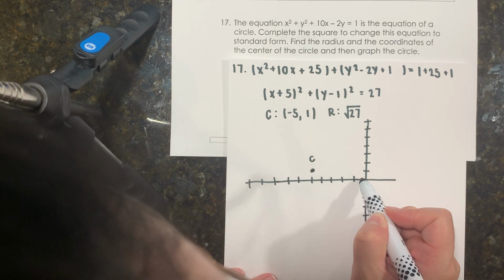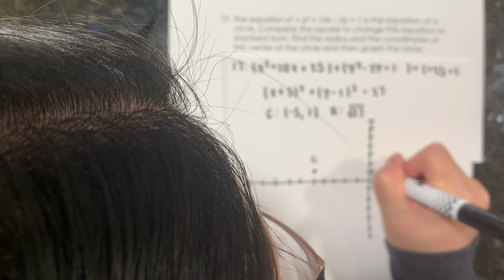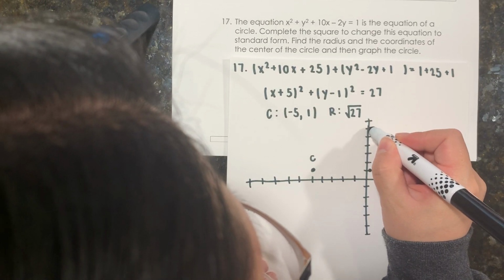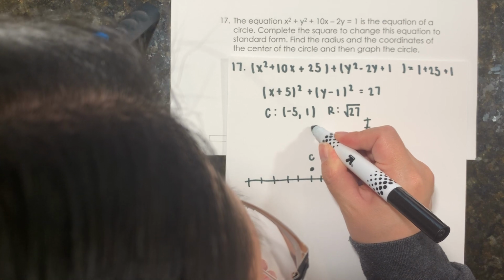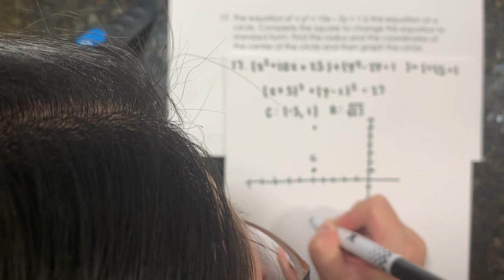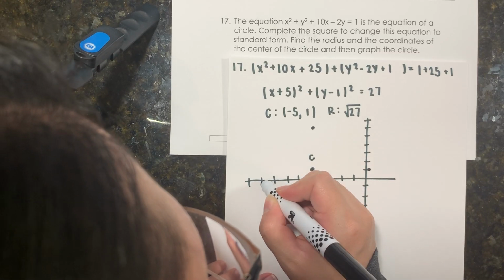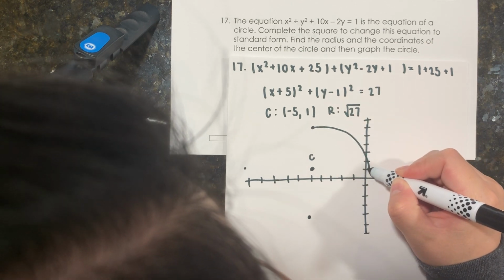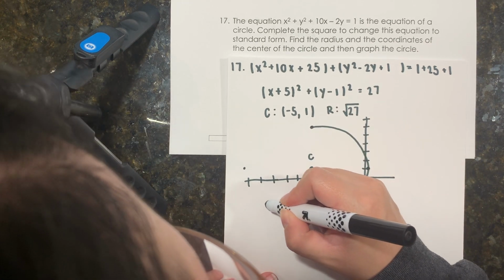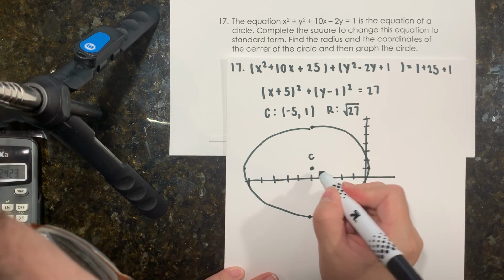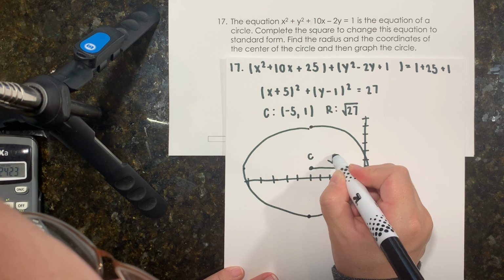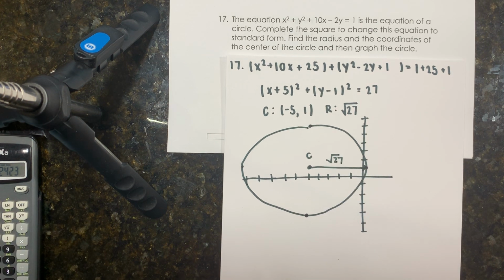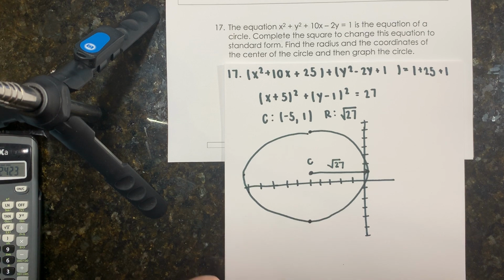So 1, 2, 3, 4, 5, and a little further would be here. Up 1, 2, 3, 4, 5, and up a little bit would be here, then down 1, 2, 3, 4, 5, and down a little bit. So here and here. So this would kind of be my circle, but mine looks kind of like a football instead, where my radius is equal to the square root of 27. Okay, and that concludes number 17.